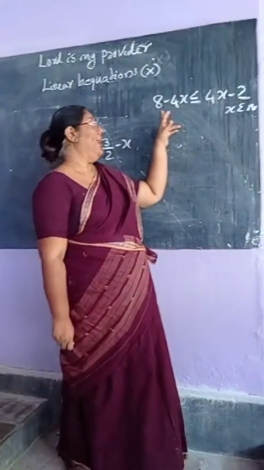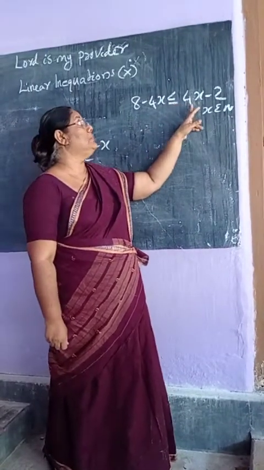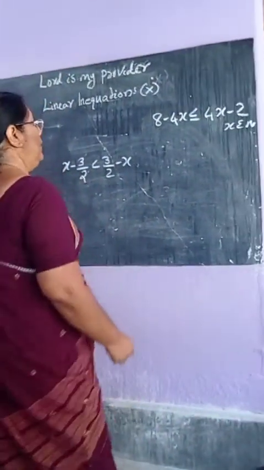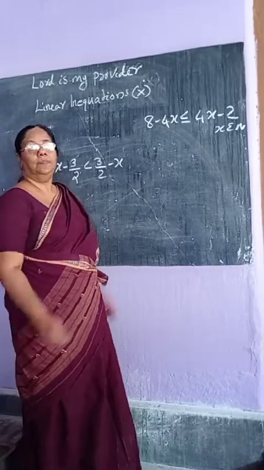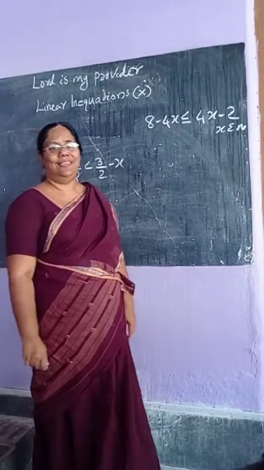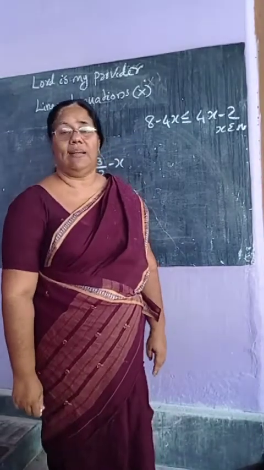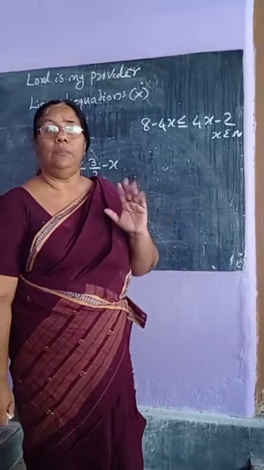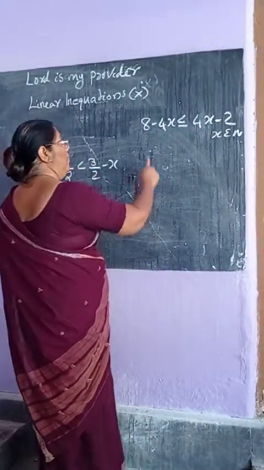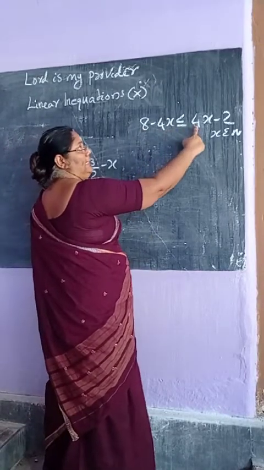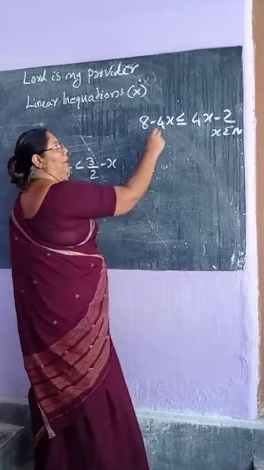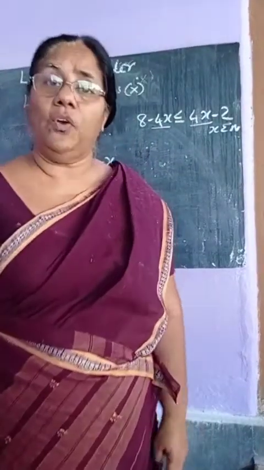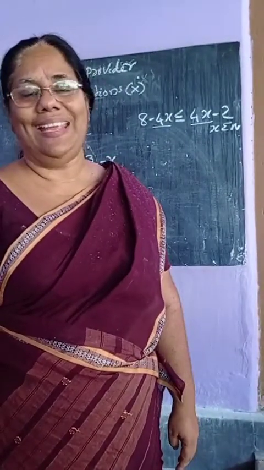Write one more question from that section. Copy this question. 8 minus 4x less than or equal to 4x minus 2. Look here. Both sides contain x, isn't it? Our aim is to keep the x term positive. Here, one side is 8 minus 4x and the other side is 4x minus 2. Minus 4x or 4x, which is greater? 4x is greater.